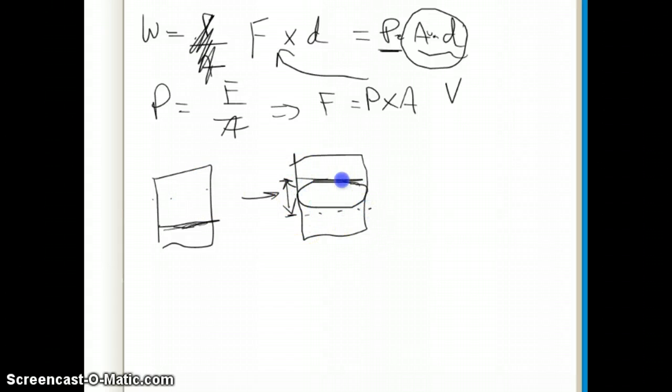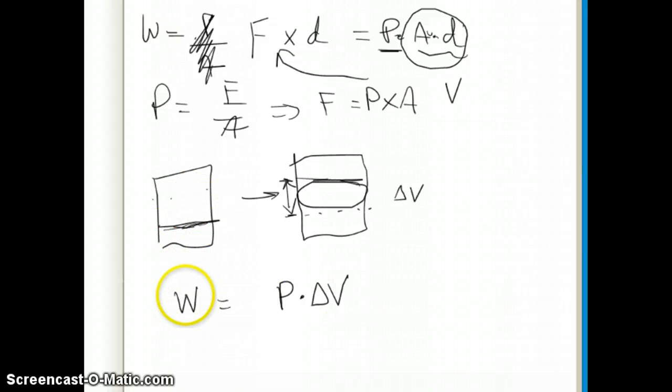The volume that you're calculating here is your change in volume, or delta V. So in other words, we have our expression for work, which is pressure times change in volume. Okay, so that's the basic expression.